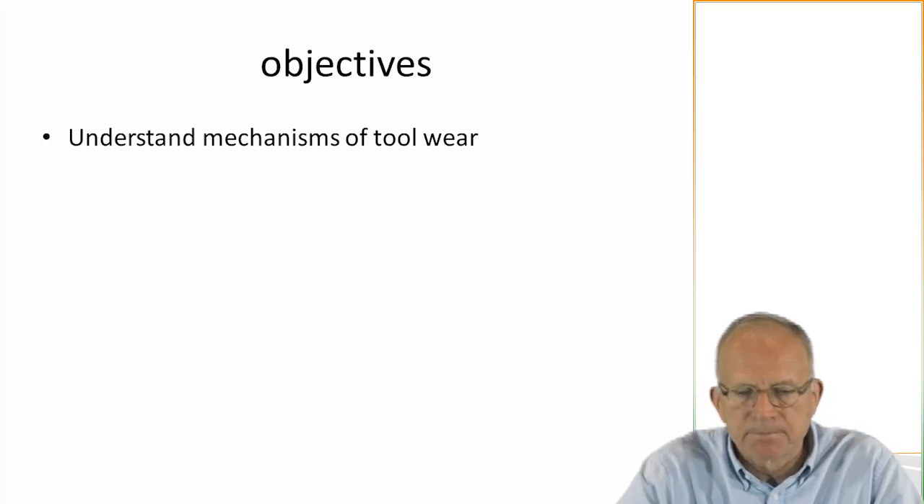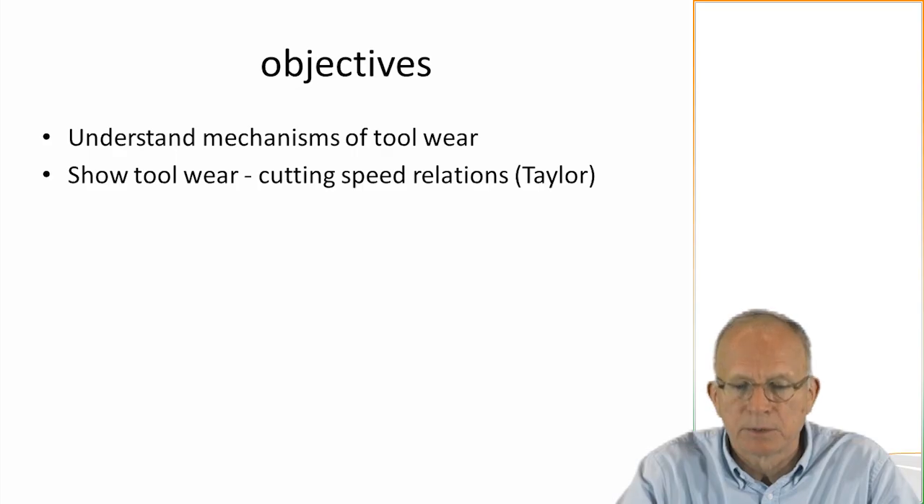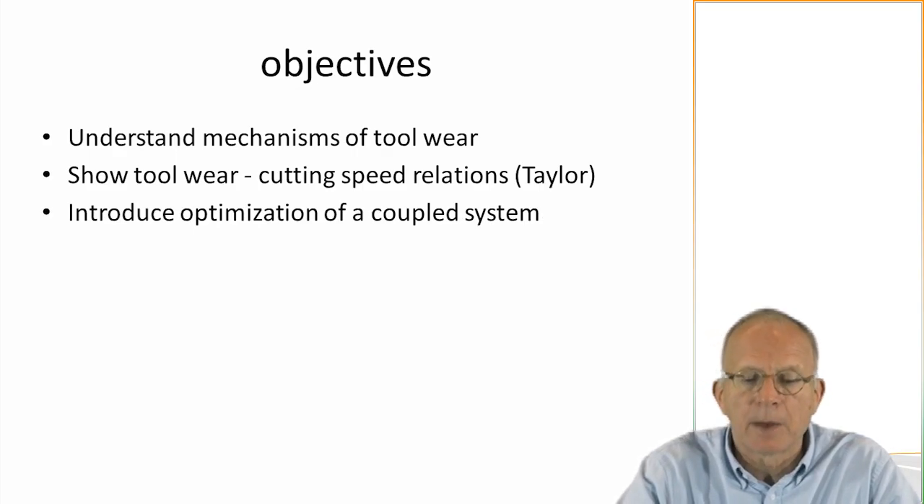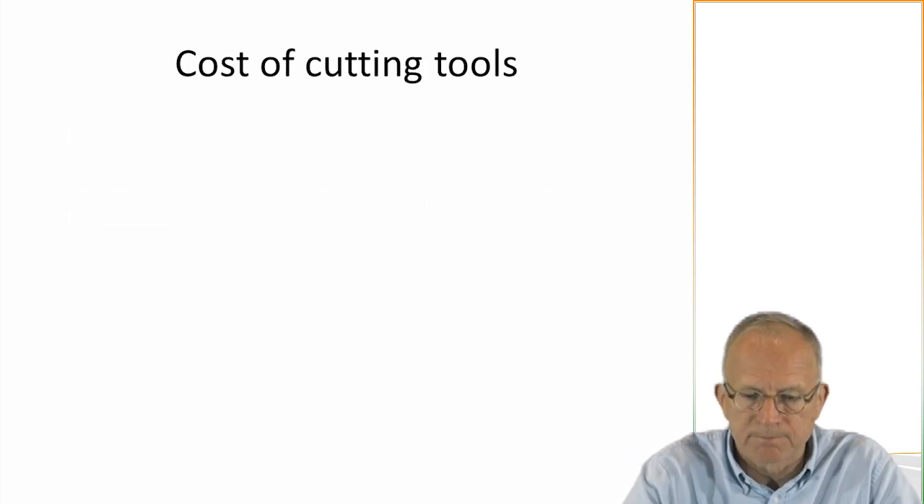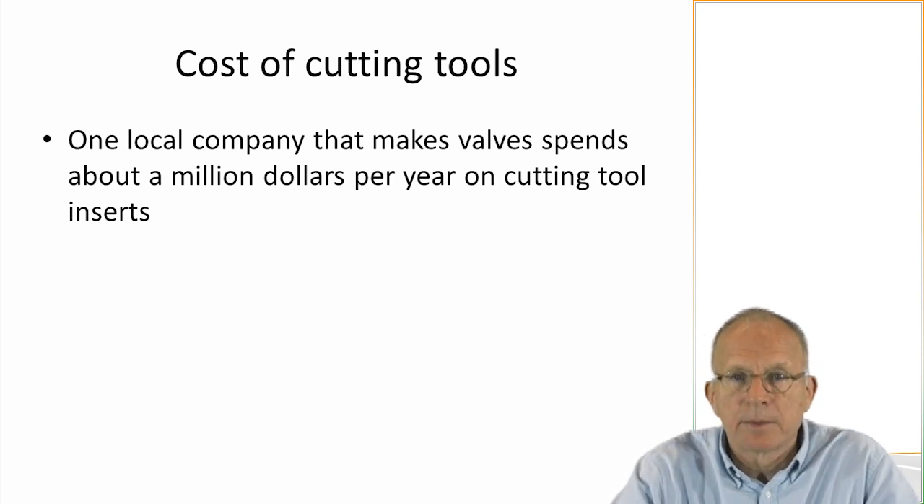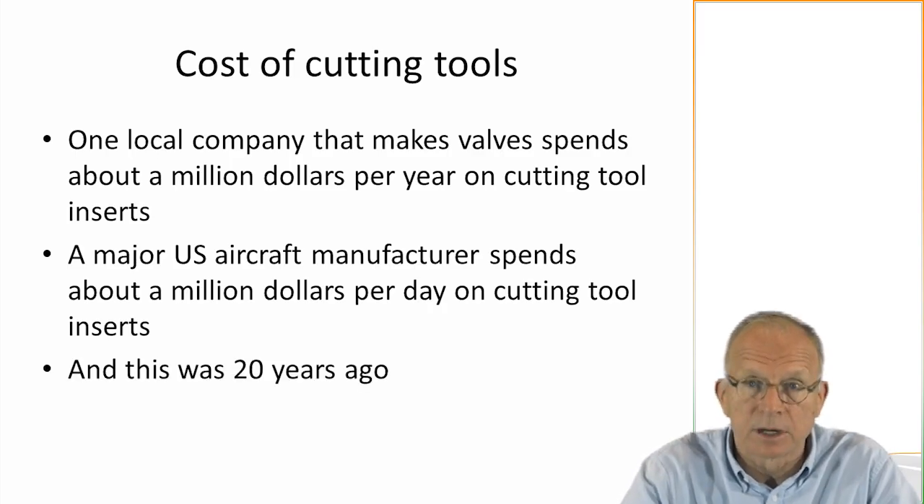So our objectives: understand mechanisms of toolware, show toolware cutting speed relations, and this gets us to the Taylor equation, and introduce optimization of a coupled system. So, cost of cutting tools. One company here near Worcester makes valves and was spending $1 million a year in cutting tools. But an aircraft manufacturer was spending that much every day in cutting tool inserts, and that was 20 years ago.